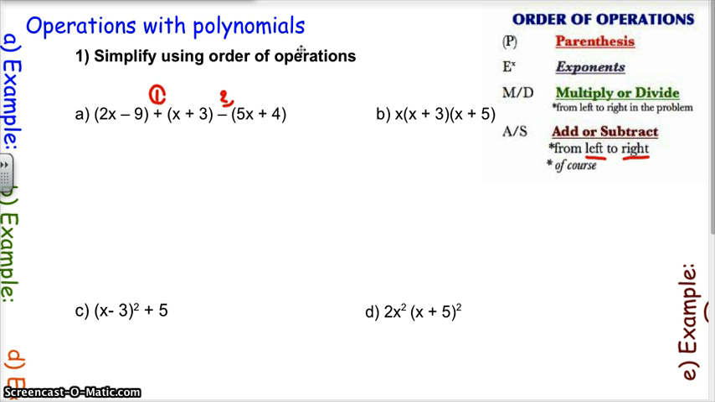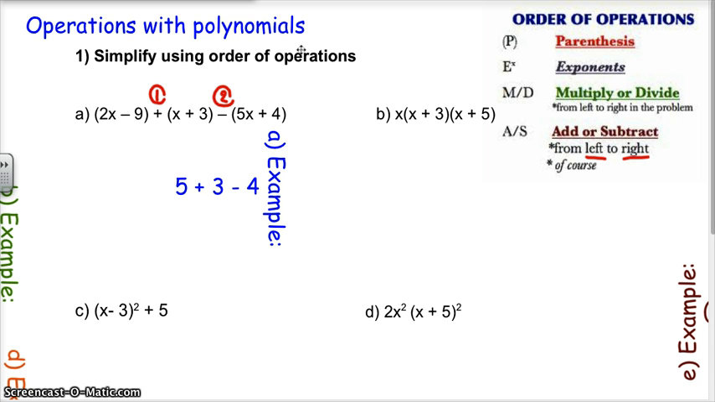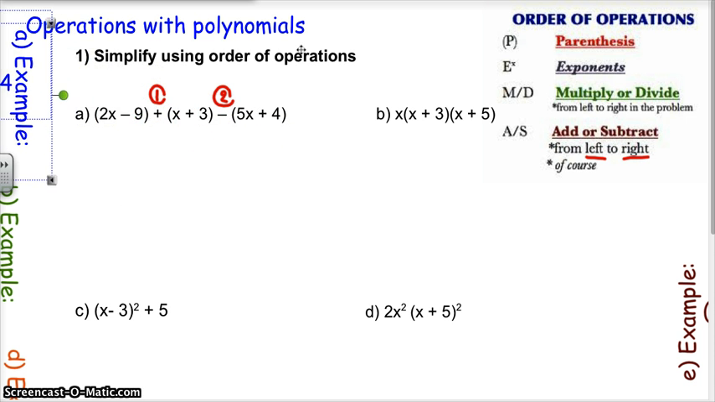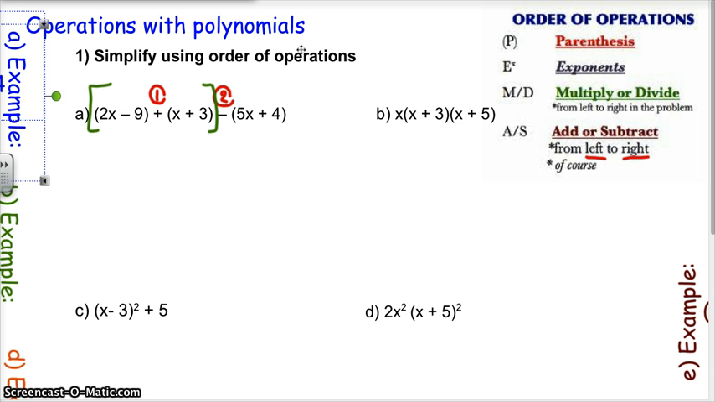Addition, and then subtraction. Off to the side, I have small examples loaded. If the example were as small as the one shown here, I would add the 5 and the 3, get 8. 8 minus 4 is 4. Same concept here, except we have polynomials. So you're going to start by adding these two things. 2x plus x is a 3x.